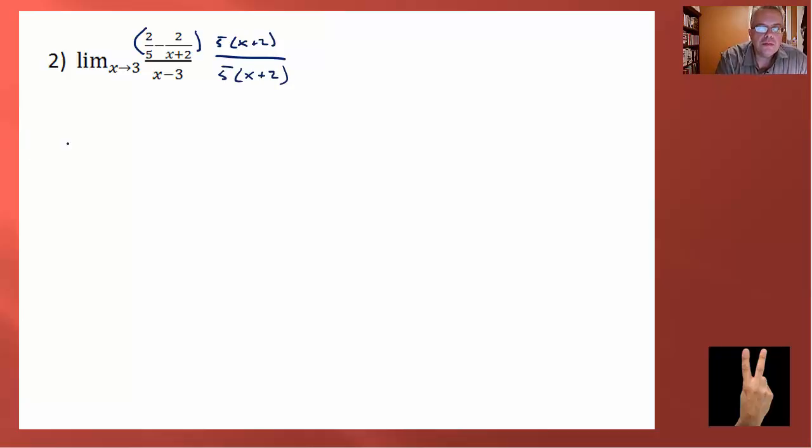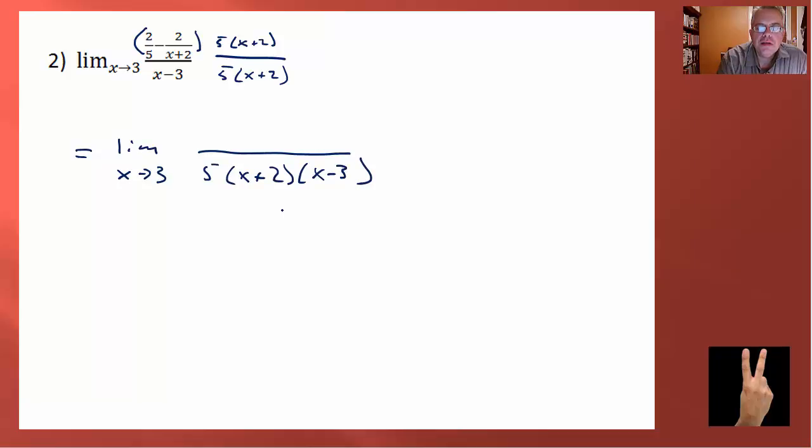Okay, let's see what we get. We get the limit as x approaches 3. And I know I'm going to need a big division bar. And in the bottom, we have quantity x minus 3 times that. So I'm going to write the 5 first. It doesn't matter the order of the other factors. x minus 2 times x minus 3. Again, I'm not multiplying that out because I am predicting something's going to cancel. It better in order for us to do this.